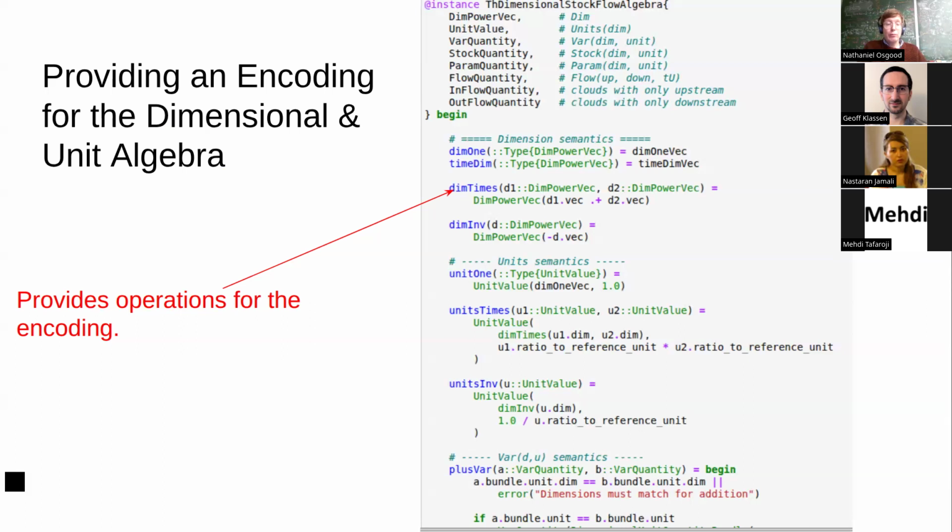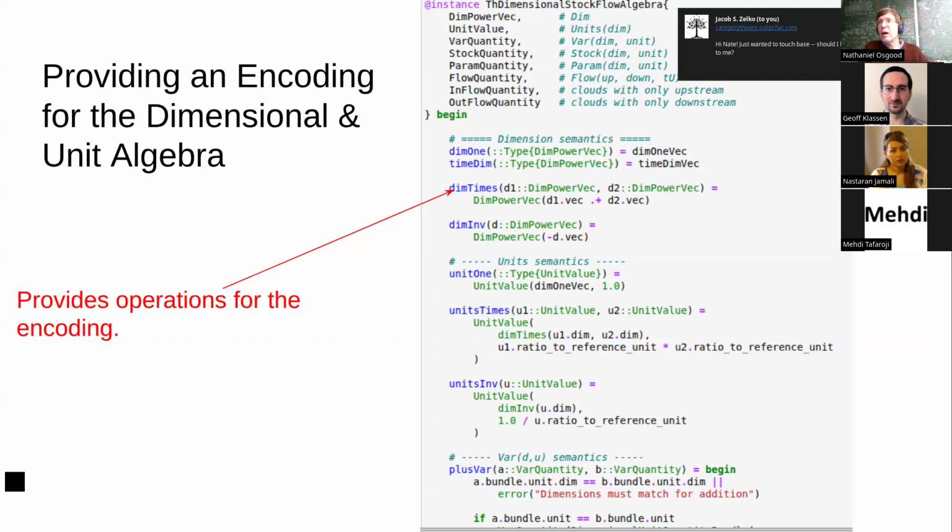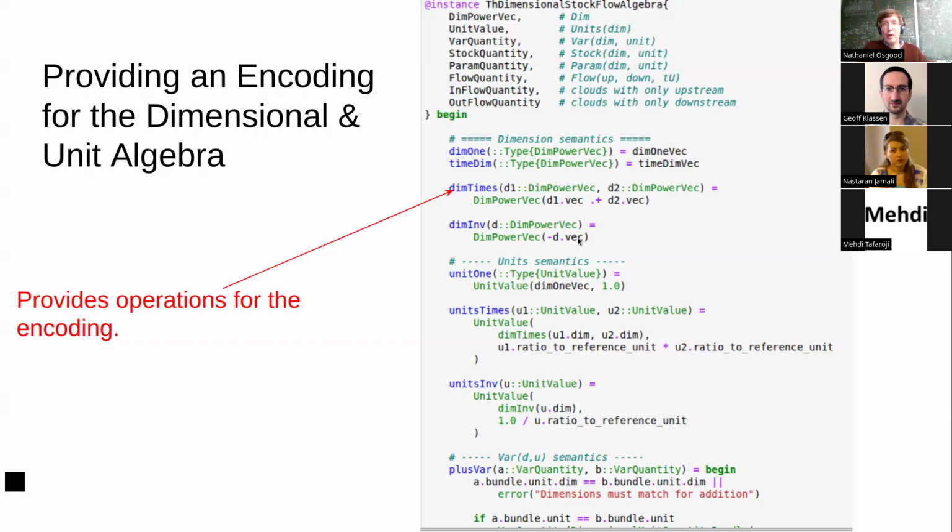So GATLab lets us do this through these things called instances. And here we're going to be characterizing a quantity that's encoded with Julia types, actual Julia types. Okay, it's not going to be symbolic; it's going to be actual encoding as Julia types.